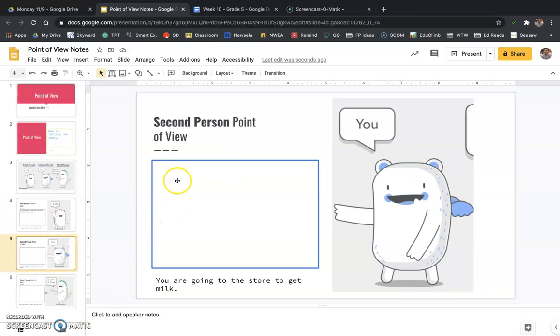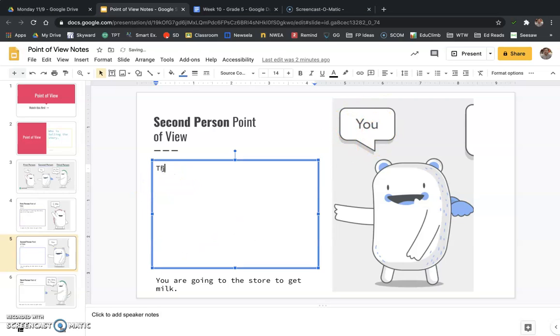Second person. Second person is you. What we're going to see a lot in this point of view is the word you. The story is being told from the perspective of you. Like I said, this one's a little trickier.